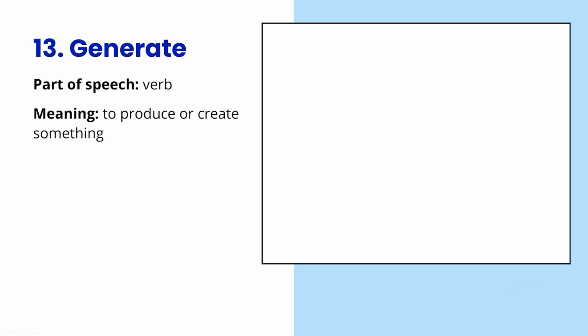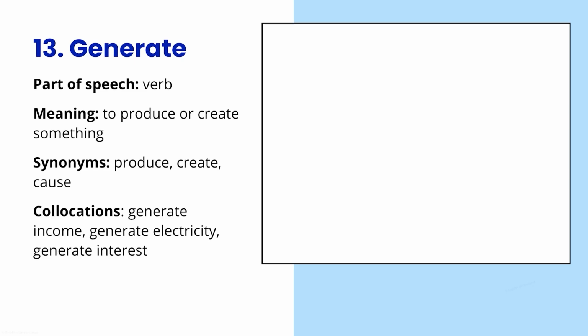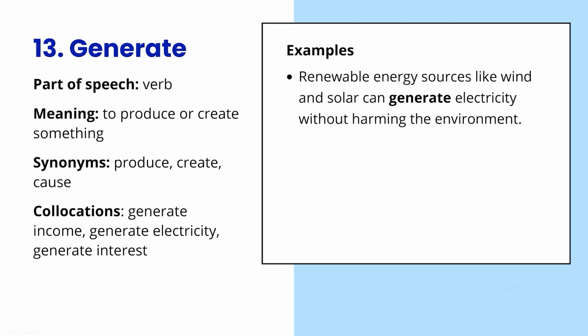Moving on to 13, which is generate. Generate is a verb, and it means to produce or to create something. Synonyms: produce, create, or cause. Collocations: generate income. So this means to produce income, to make money. Generate electricity, so to create electricity. Generate interest, same thing. Here's an example: renewable energy sources like wind and solar can generate electricity without harming the environment.